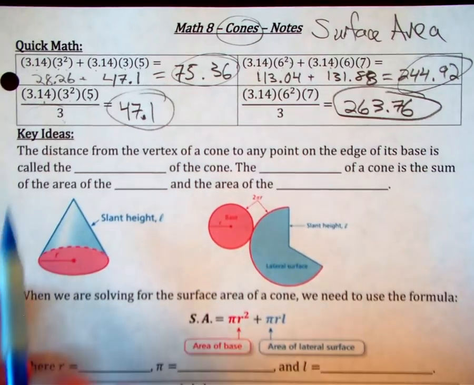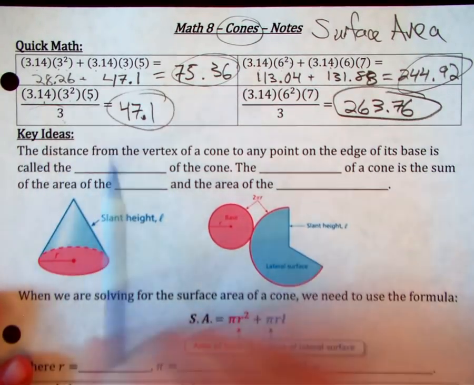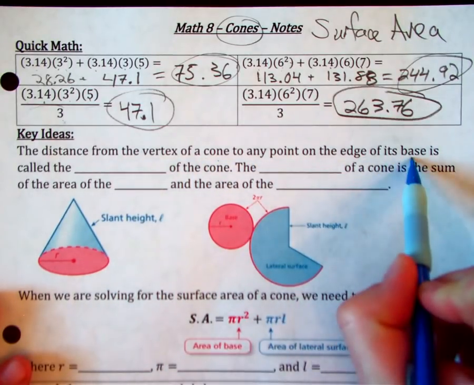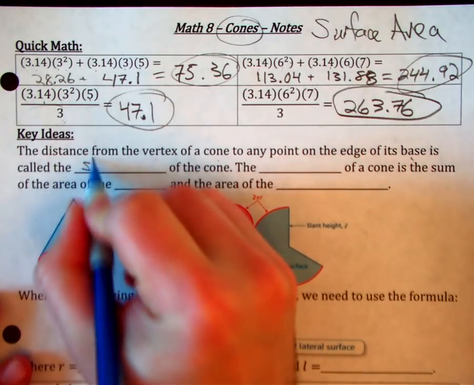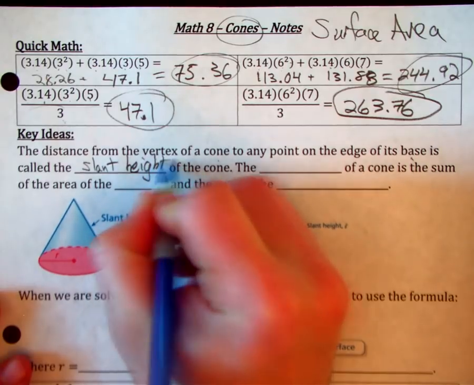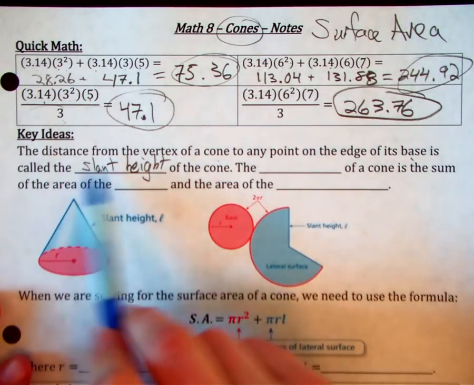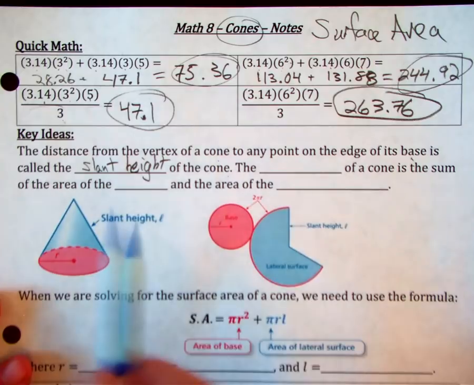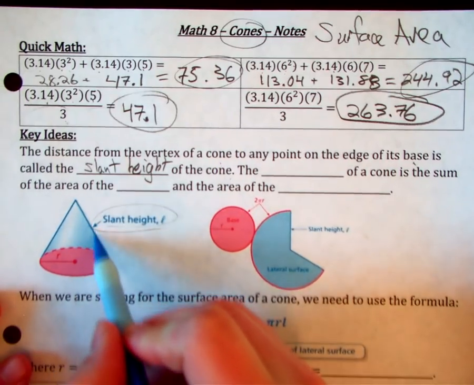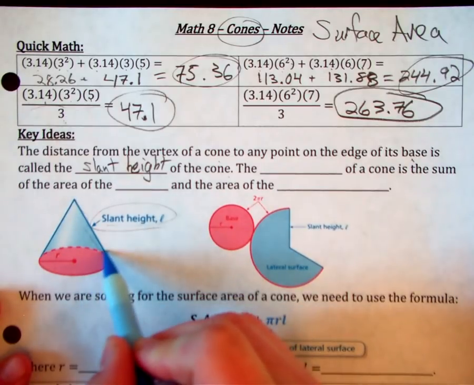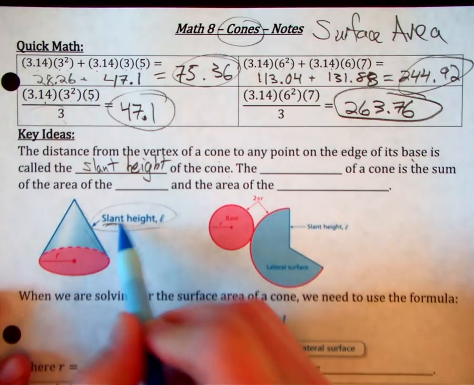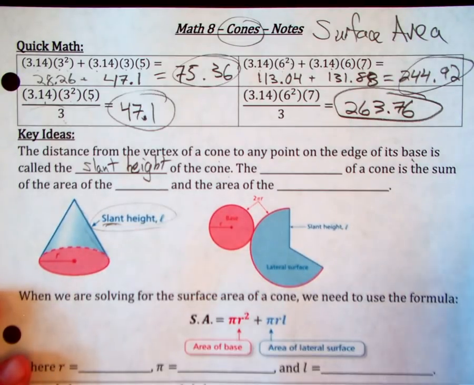All right, so some key ideas for this. It says the distance from the vertex of a cone to any point on the edge of its base is called the slant height. The slant height. And I have a picture in there as well, so that way you can see it. So that's the slant height of the cone. And so we're talking about that right there. Again, that's the outside amount that goes. Again, notice how it's not the height. It doesn't go straight up and down. It's slanted. So please make sure you see that keyword is slanted.